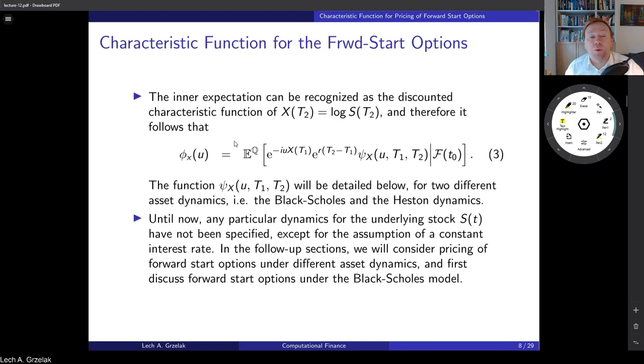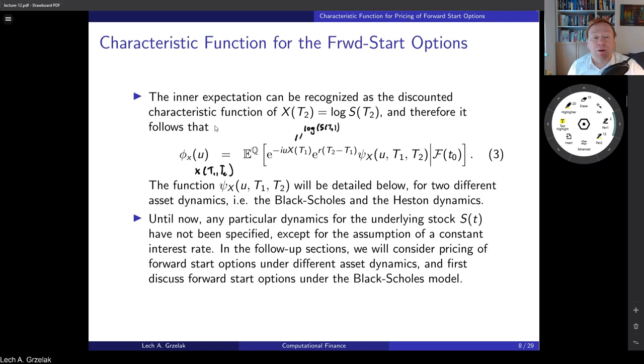Therefore, we can write it as follows. For the characteristic function for X, and X here is X t1 to t2, this is the distribution we are interested in. It's an expectation under the risk-neutral measure, and then we have e to the minus i u X t1. Of course, X t1 is simply the logarithm of S t1. Then we have a part which corresponds to the discounting with the interest rate, and then we have a function psi X, and then u, t1, t2. So you see, we are here considering the forward starting characteristic function.